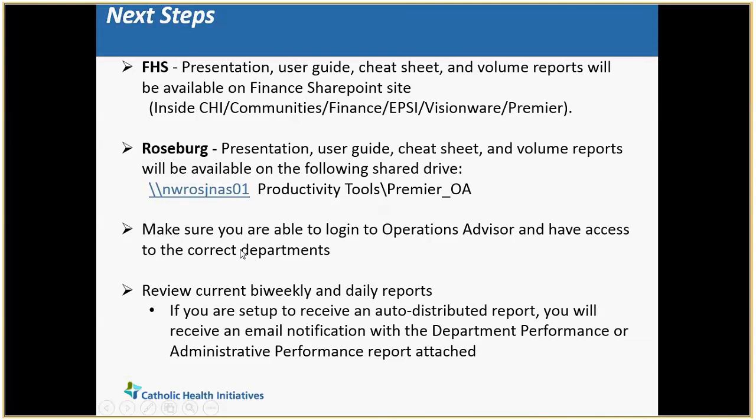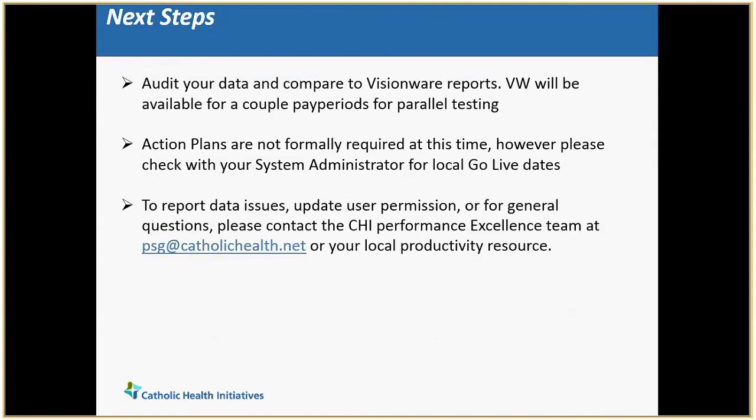Start looking at the reports. For Roseburg, we have reports out there through March 17th. For Tacoma, there's reports out there through March 10th. So start looking at those, compare them to Visionware. Do your audit as soon as you can. Ask your questions. Check the data. If you think something's not right, reach out to us. We want to get that in place before the action plans.